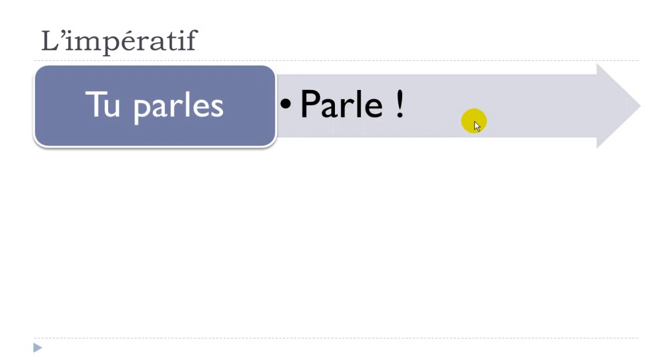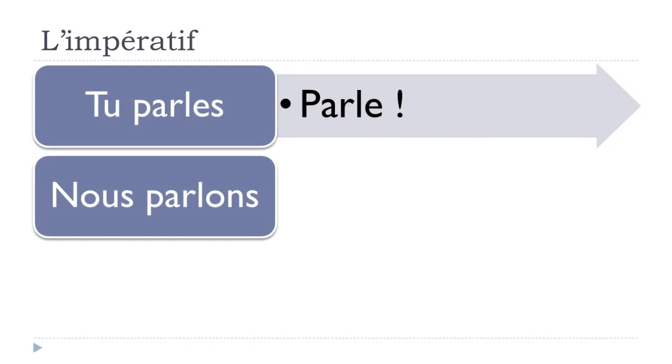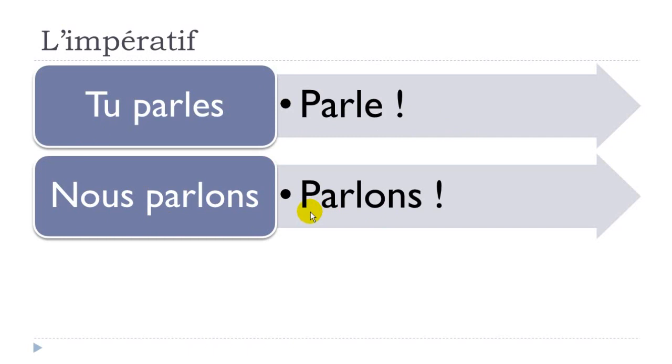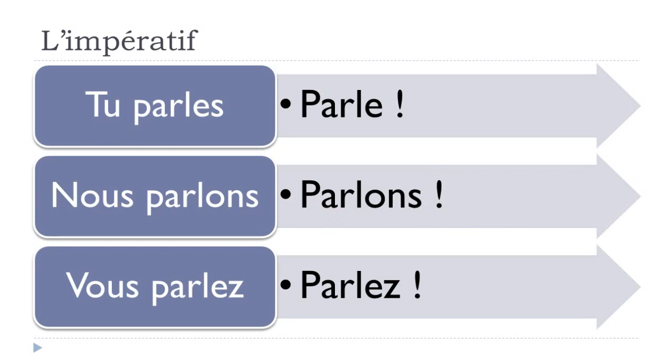Then nous parlons. So this is the present form. Okay, well, it's quite easy. You don't touch it, you don't change anything, you just put it back here. Don't put the pronom personnel, of course, just put this point d'exclamation at the end, and you've got your imperative form, so parlons. Okay, and then vous parlez, well, same thing here, you just keep it like it is at the present form, and you just put your point d'exclamation at the end.